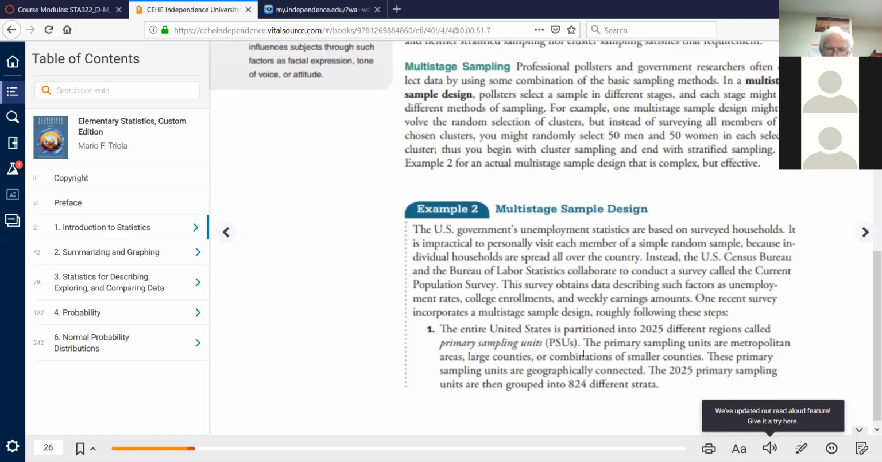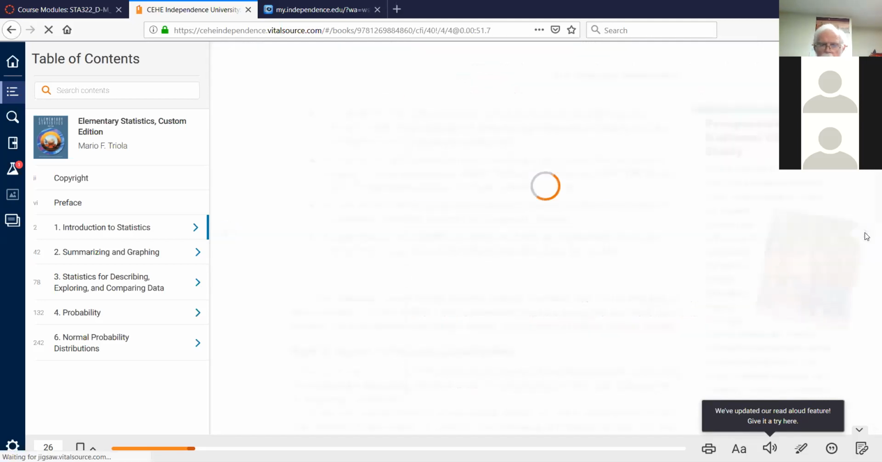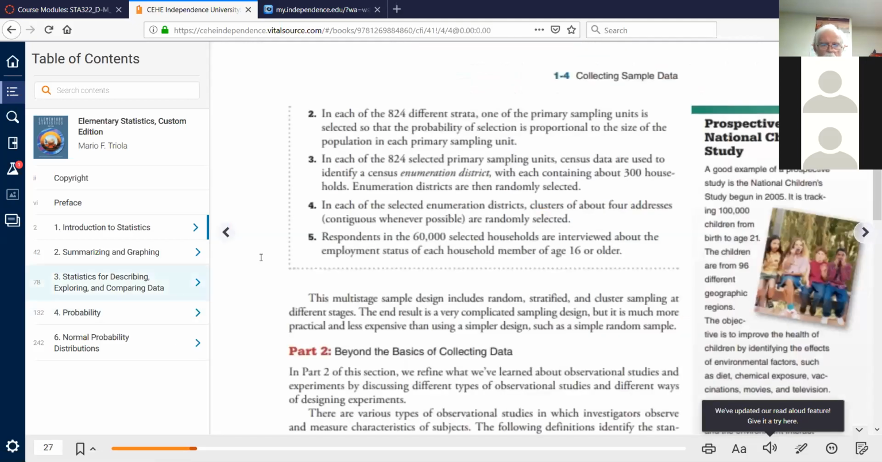Metropolitan areas, large counties, and combinations of smaller counties. So we have a geographical connection, and it allows us to look at regional differences in these factors. So then they break it down from there.